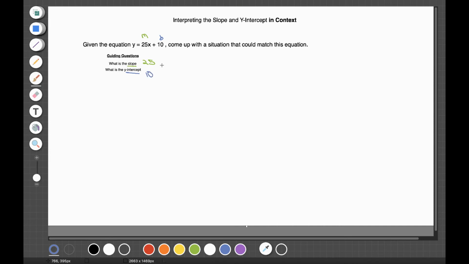The next guiding question is, what does the slope represent in a context? We've said this so many times, remember, the slope is our change. And the y-intercept would be our start. So we have to be thinking about that change and start, because that helps us think about the context of the situation. Change, and then we have start.